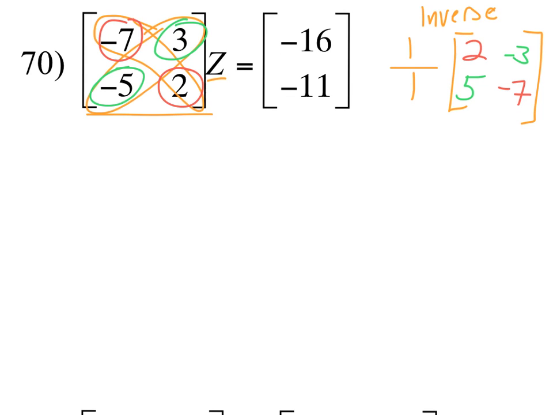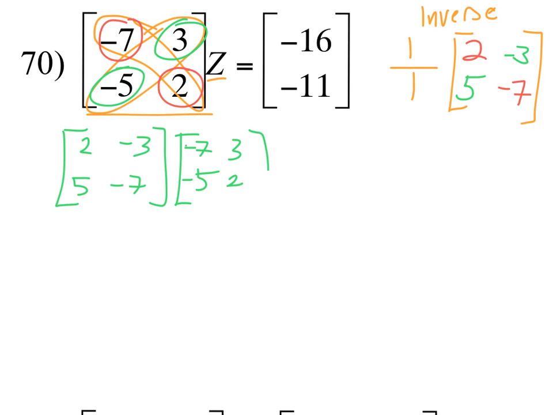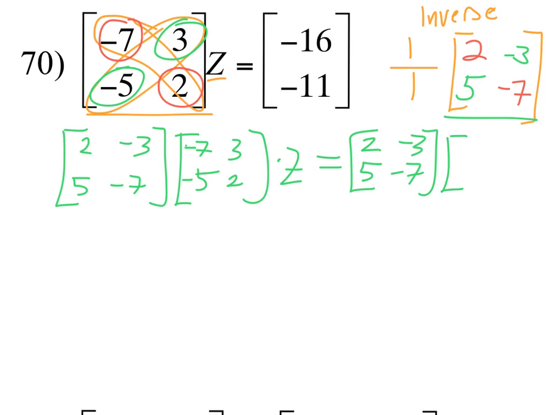I'm going to write out the multiplication step. So we have 2, negative 3, 5, negative 7, multiplied by negative 7 and 3, negative 5 and 2, times whatever Z is equal to, and again the inverse, 2, negative 3, 5, negative 7, multiplied by negative 16 and negative 11.